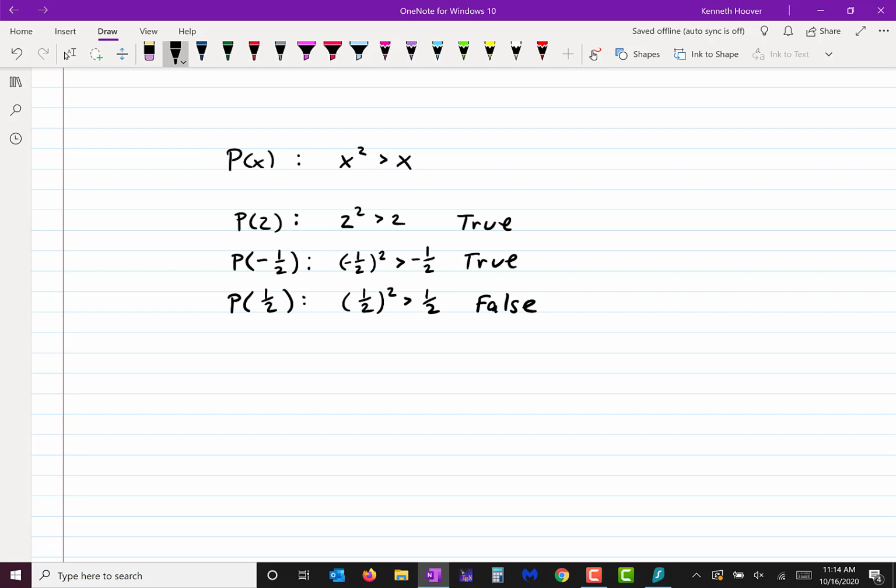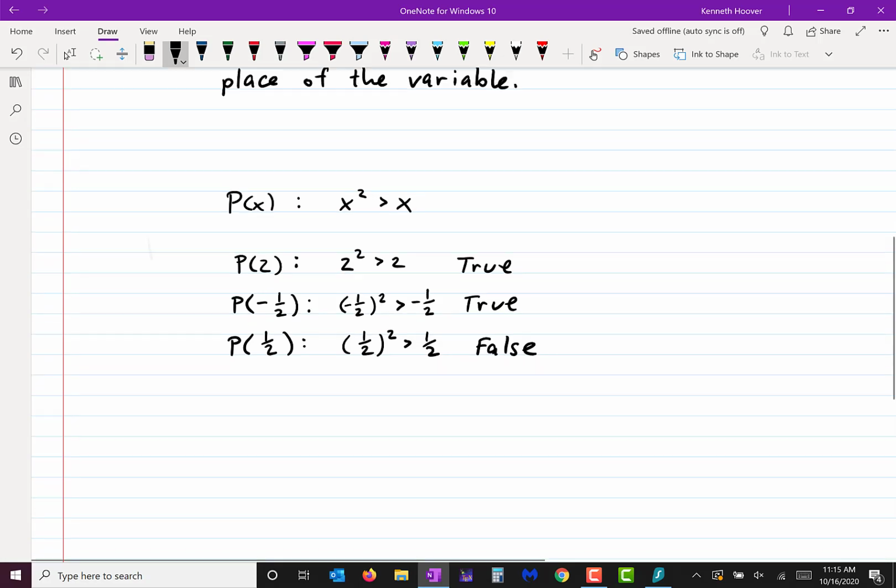Now, if you asked this question, if you said, for which positive numbers is that true, then in that case you're saying that the domain is not all real numbers, but the domain in that case would just be the positive numbers. All right, new definition.